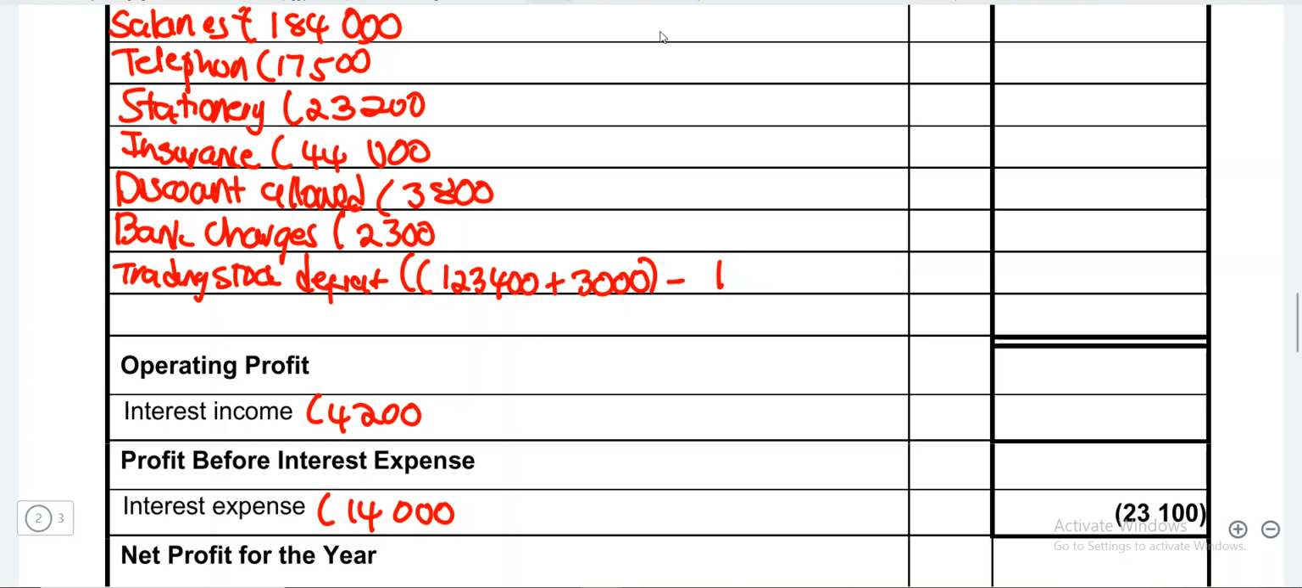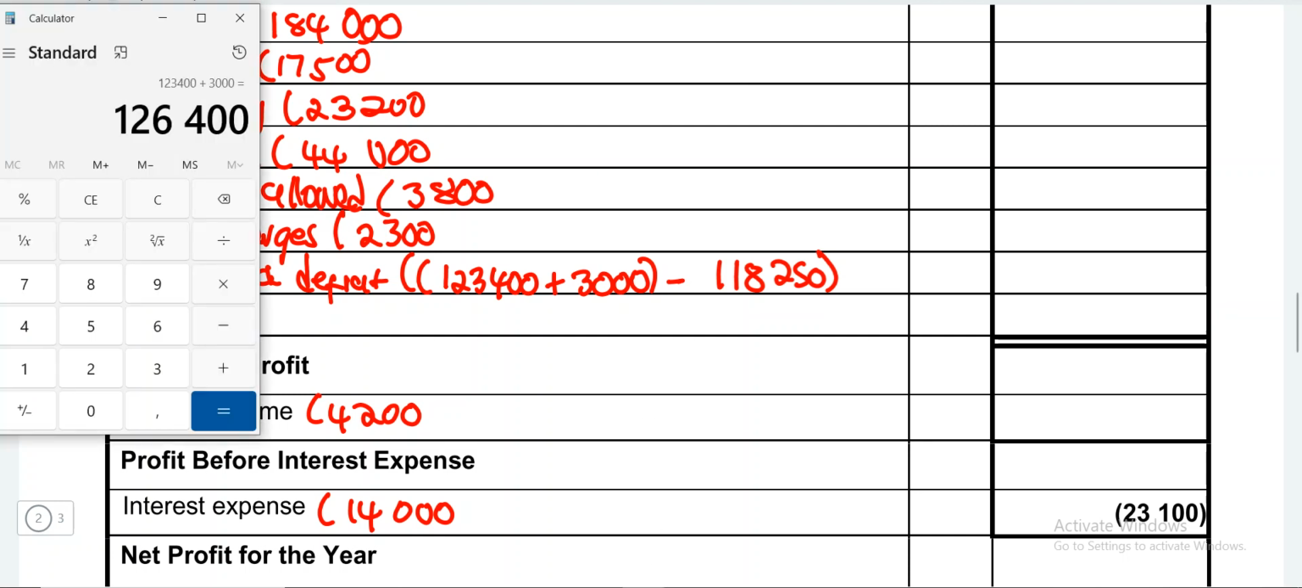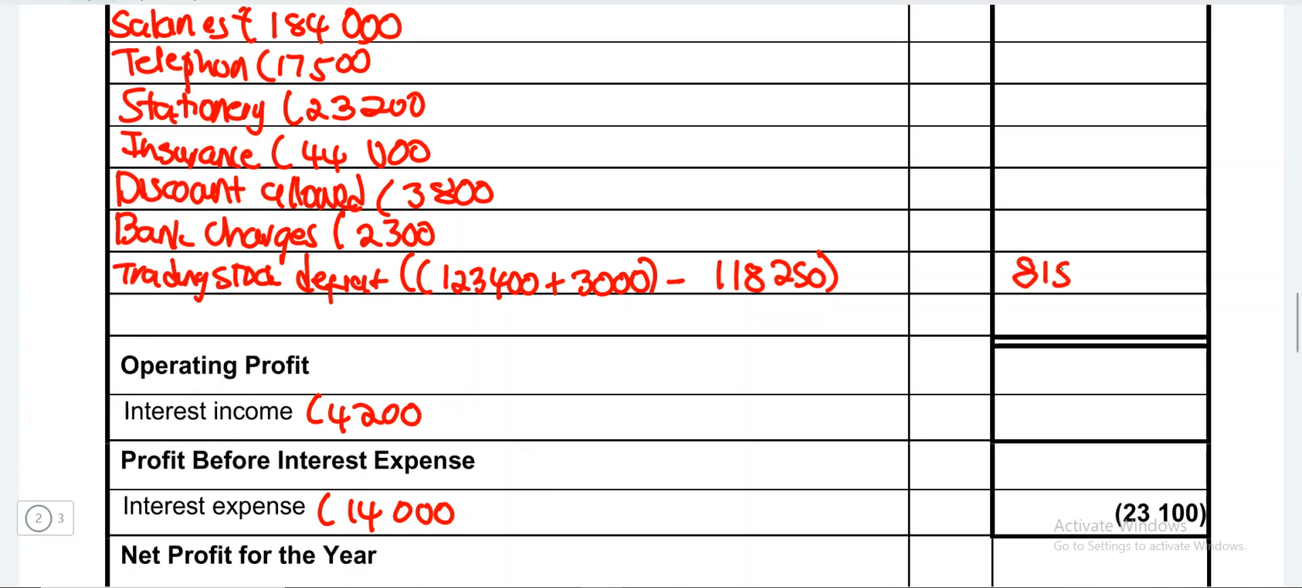So you subtract 118,250. Okay, 118,250, and then it is going to give you your trading stock, remember, plus 3,000, and then you subtract 118,250. It is giving you 8,150. This 8,150 is our trading stock deficit, and then we are done with that transaction.